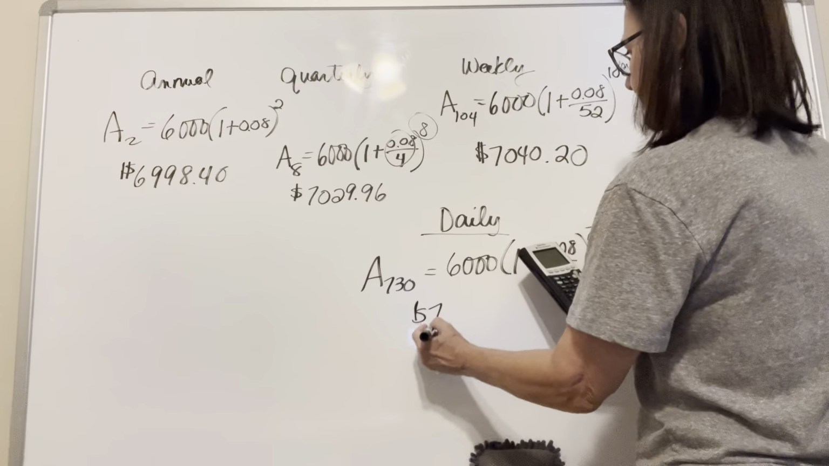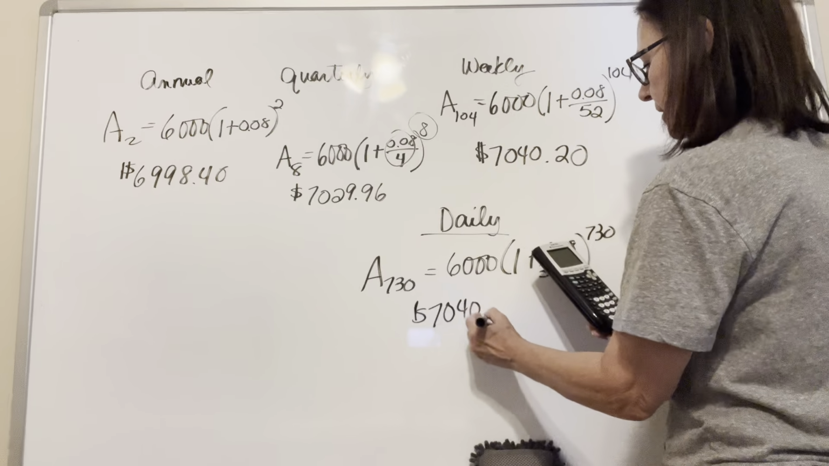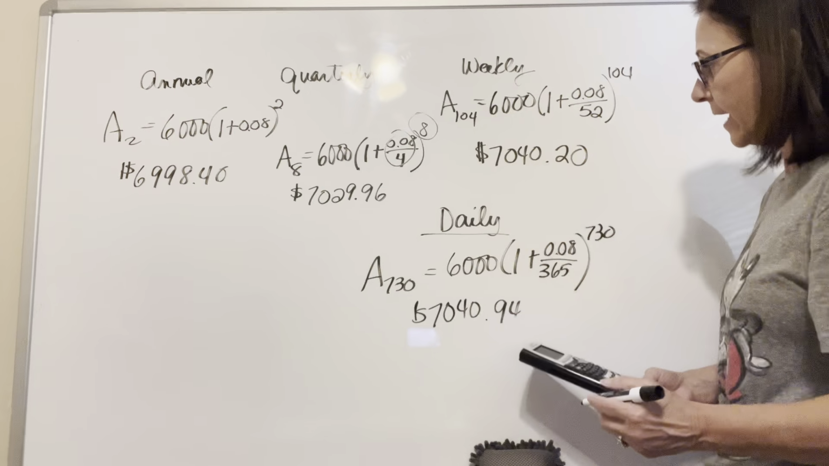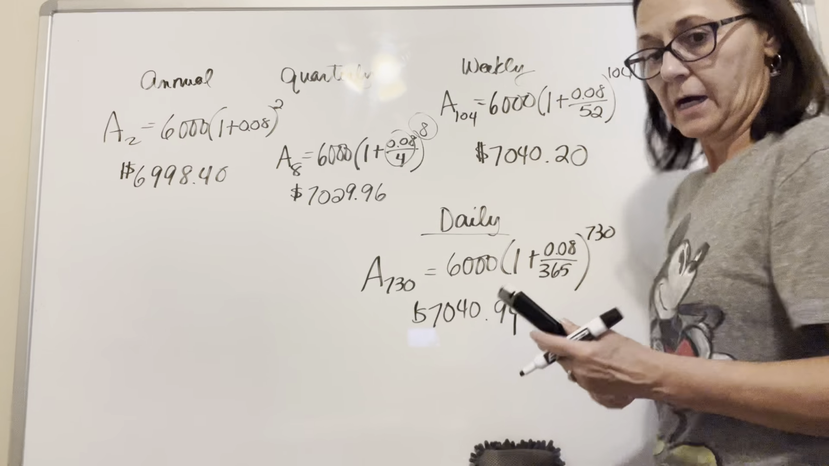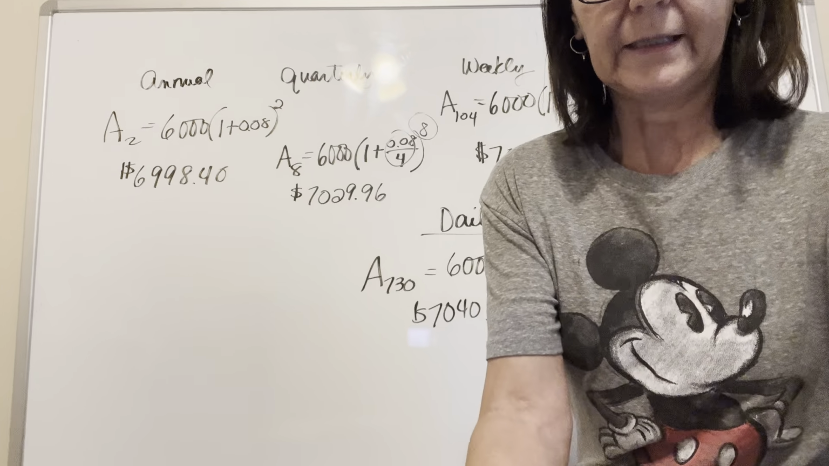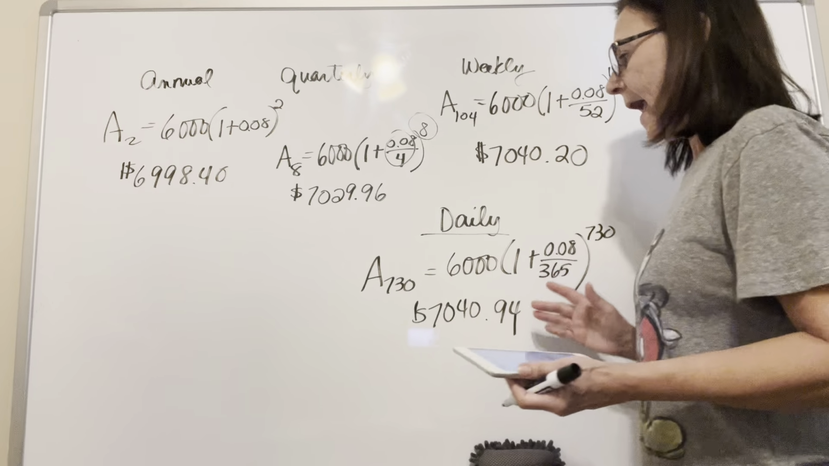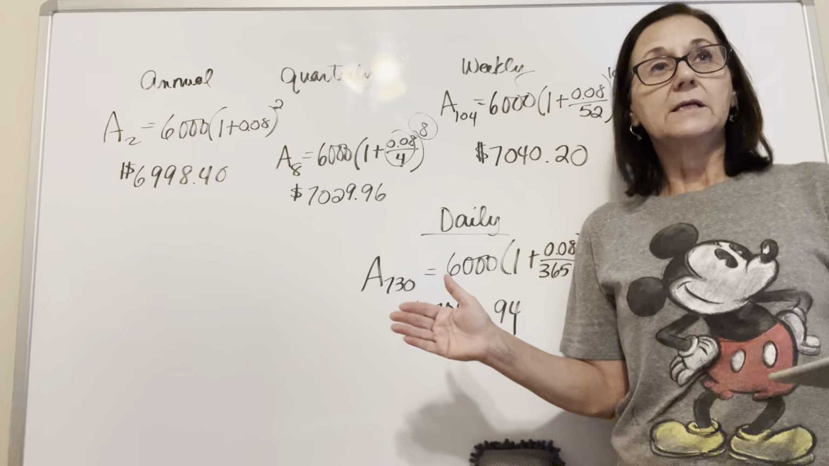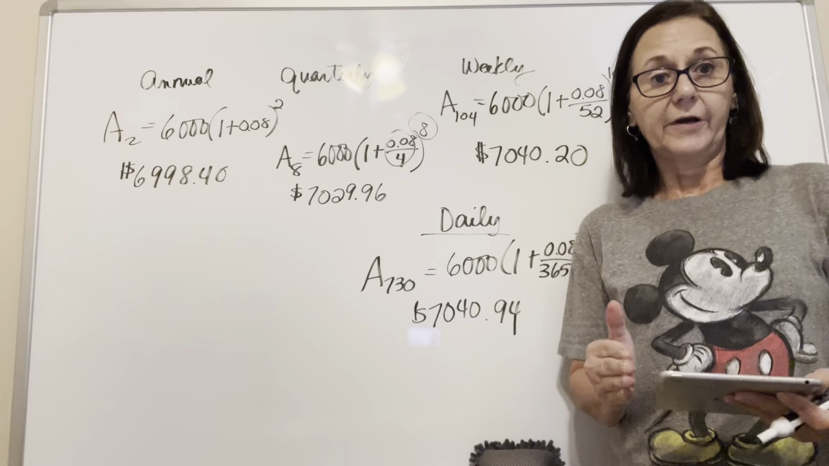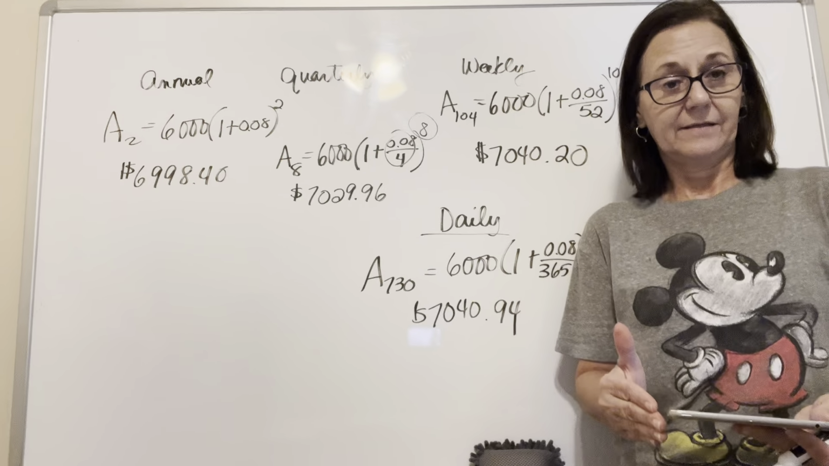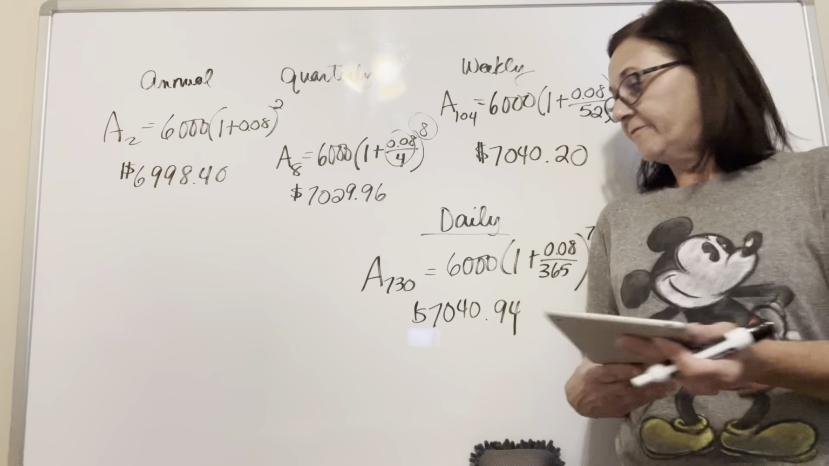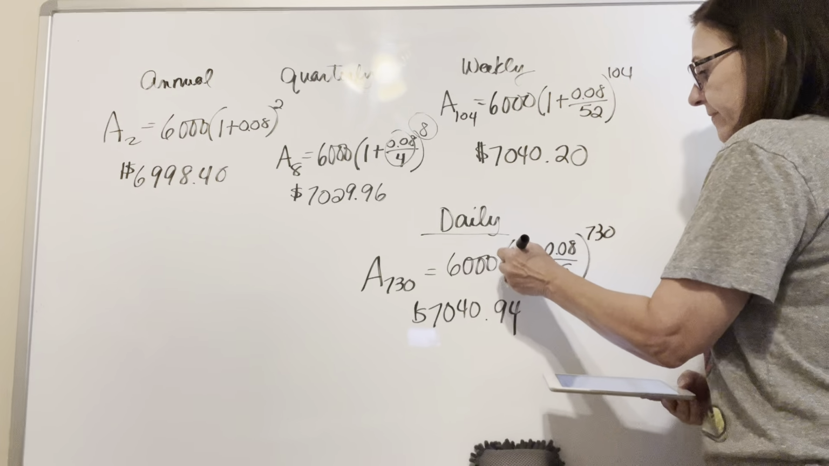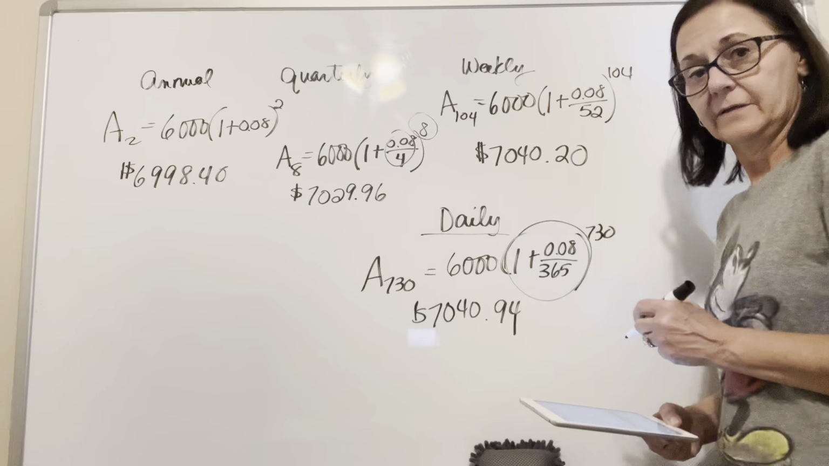This is 7040.94. Not a whole lot different from my weekly. What happens is, as the compounding period gets a smaller and smaller increment, let's say seconds, the value that this approaches is the value of E.